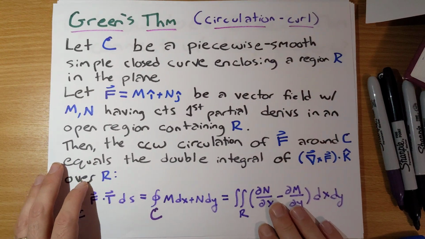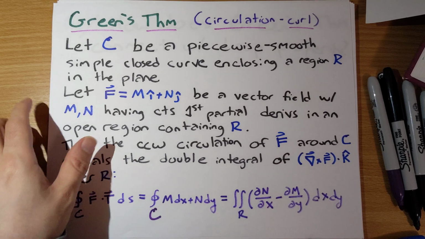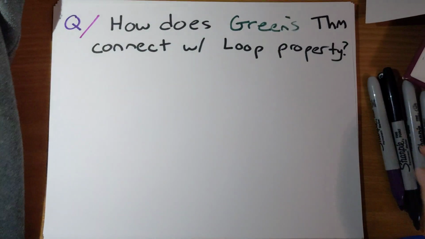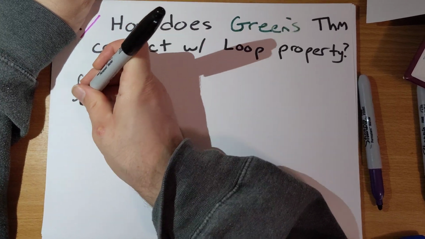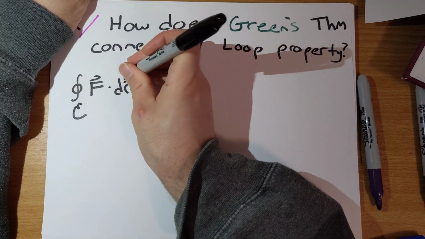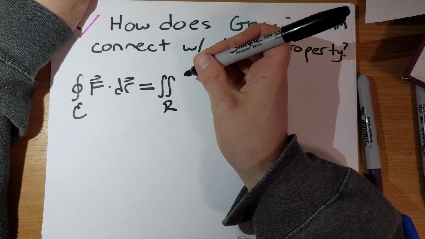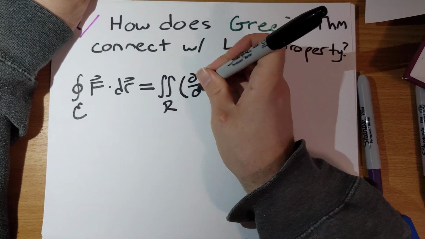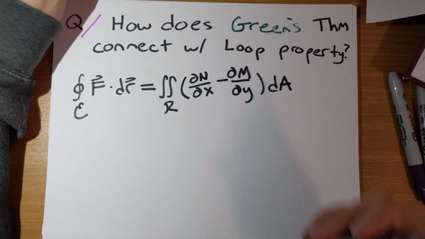Well, Green's theorem says this line integral around the loop is equal to this expression over here. How do these two things connect? Green's theorem says the integral of F dot dr is equal to the double integral over the region inside of the curve of partial derivative N with respect to x, minus partial derivative M with respect to y, dA.